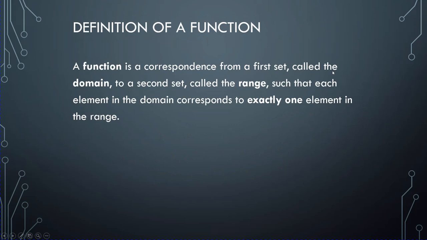All right, so we kind of have this idea of what a relation is. It's a set of ordered pairs. So what is a function? A function is a correspondence from the first set, called the domain, to the second set, called the range, which is the y. Remember, the domain is the x values, and the range is the y values, such that each element in the domain corresponds to exactly one element in the range. Okay, so let me just visually show you what this means.